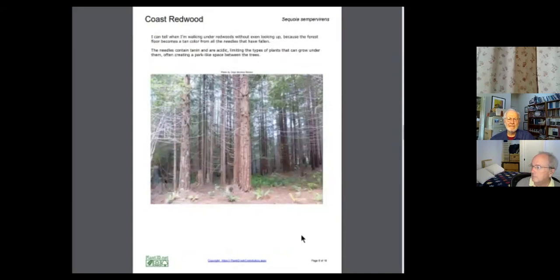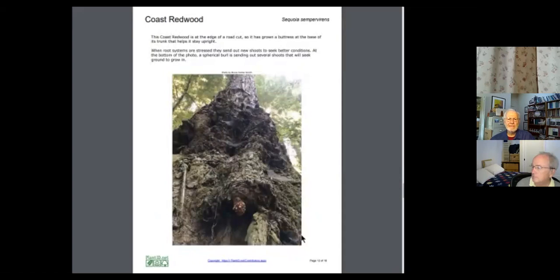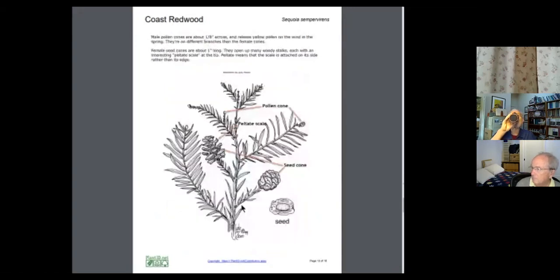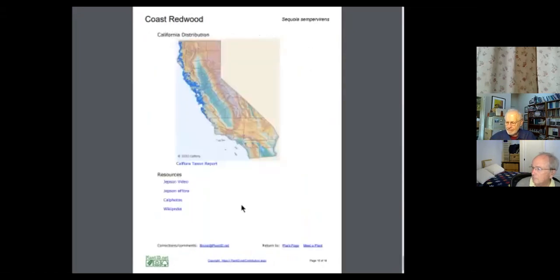I'll scroll through a couple pages here. This coast redwood is at the edge of a road cut, so it has grown a buttress at the base of its trunk that helps it stay upright. When a root system is stressed, as it is here, it sends out new shoots. At the bottom of this photo, you can see a spherical burl that's sending out several shoots that will seek ground to grow. The next couple pages talk about male and female cones on the redwood. The final page shows a range map and outside references where you can learn more. The Jepson video is a great source for learning more.